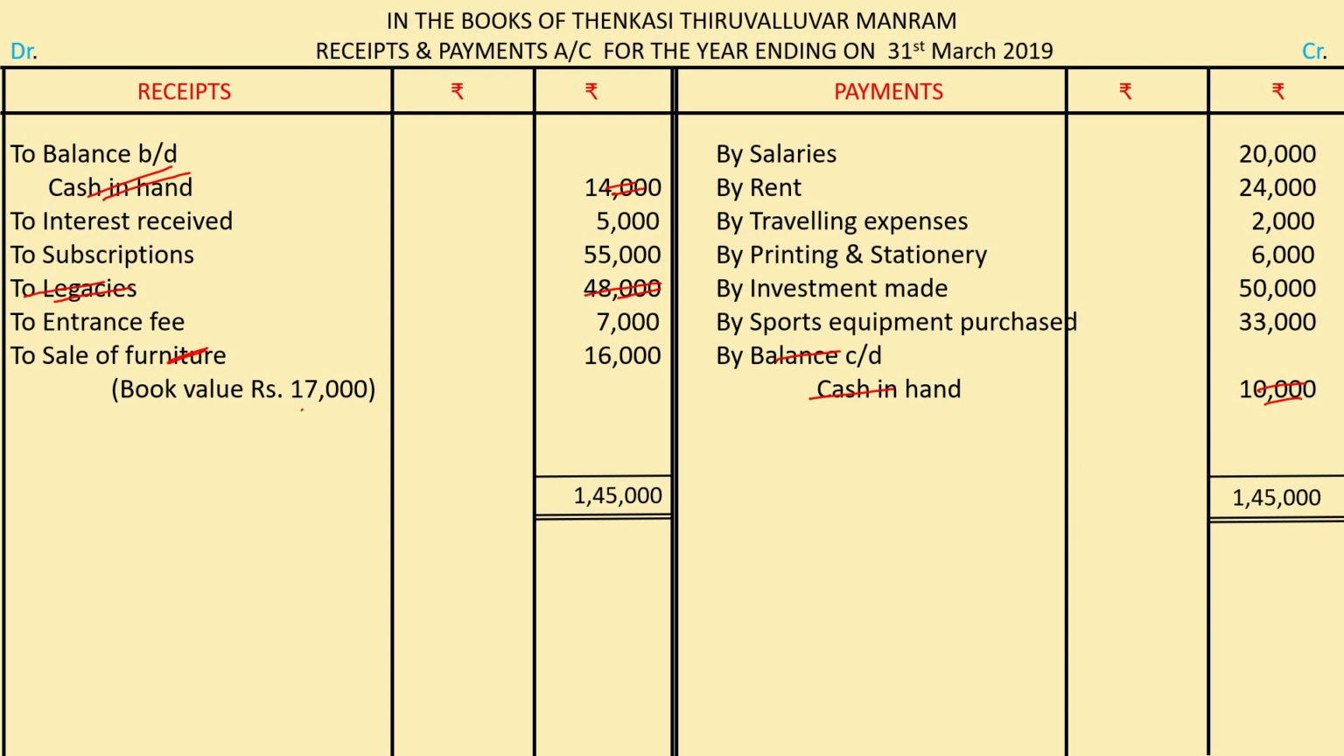In the question, book value is 17,000. It is sold for 16,000. That means we have got a loss of rupees 1,000. This 1,000 will be debited in the income and expenditure account.